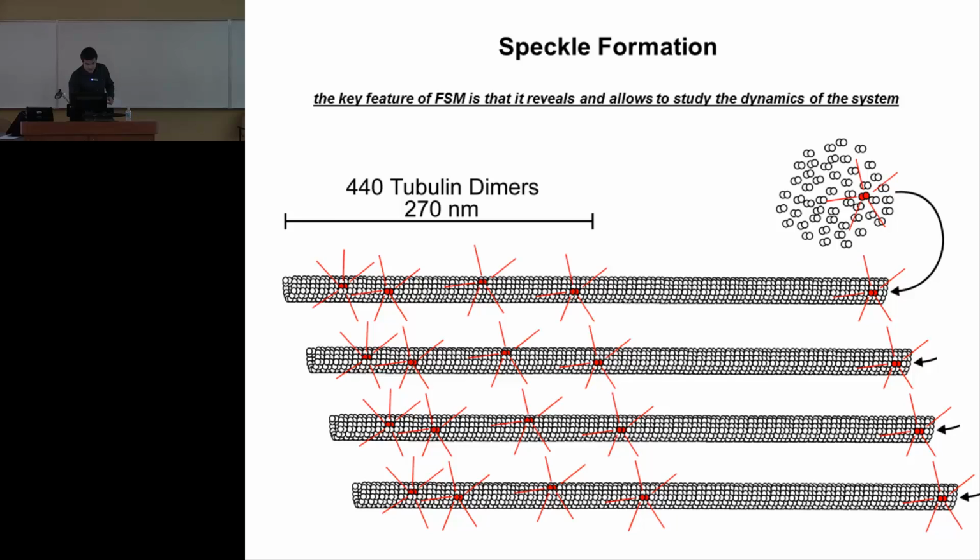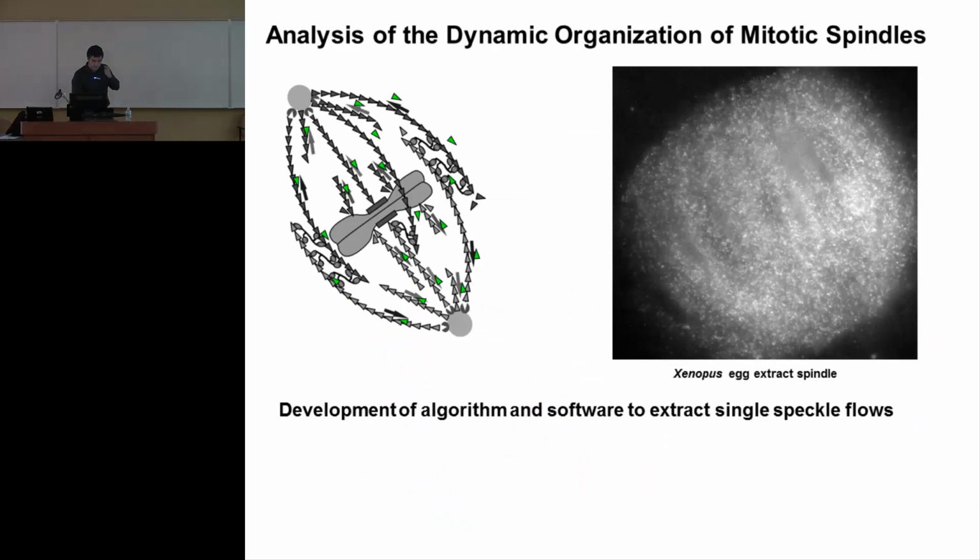And then again, if we have this cartoon, we have again the two poles, chromosomes are in the middle during cell division, and we have the microtubule bundles. And so what happens here is we have antiparallel flux.